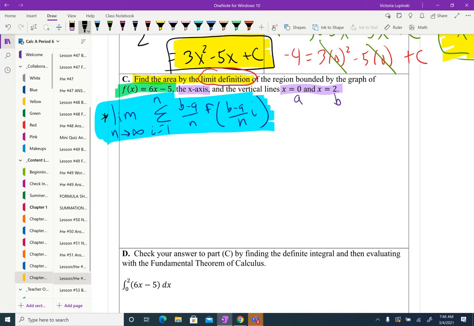So I'm going to drop my limit statement just for now. I'm going to put it back in at the end, but it's just going to save me a step of not having to write it every single time. So this is now the sum from 1 to n of, if I do b minus a, that's 2 minus 0. So that's how I get 2 over n times f of 2 over n i.